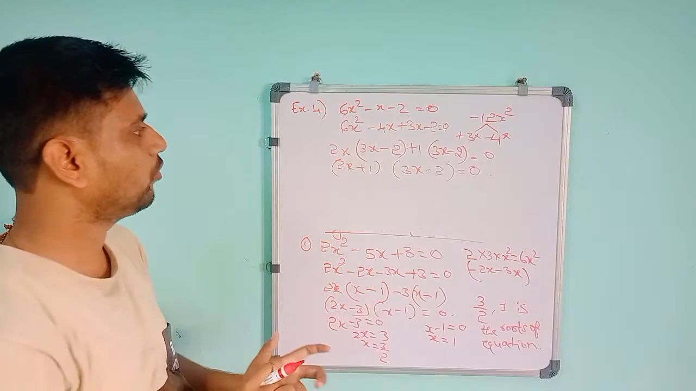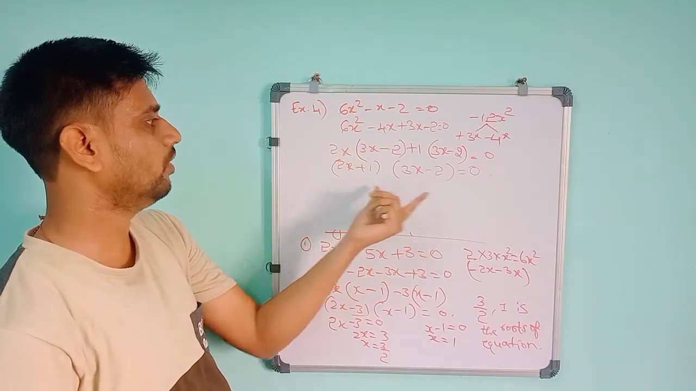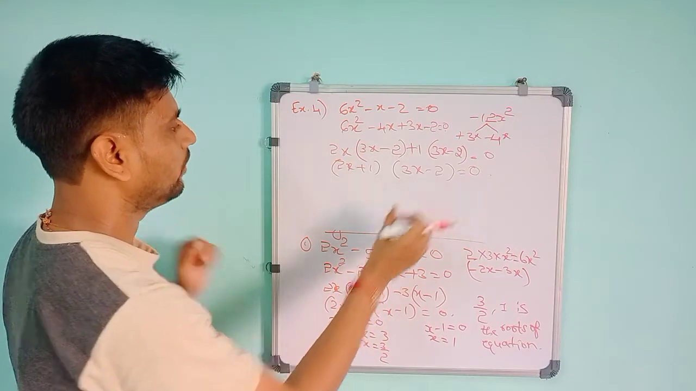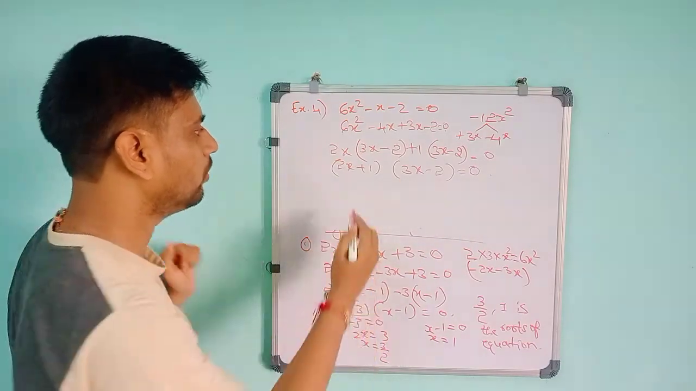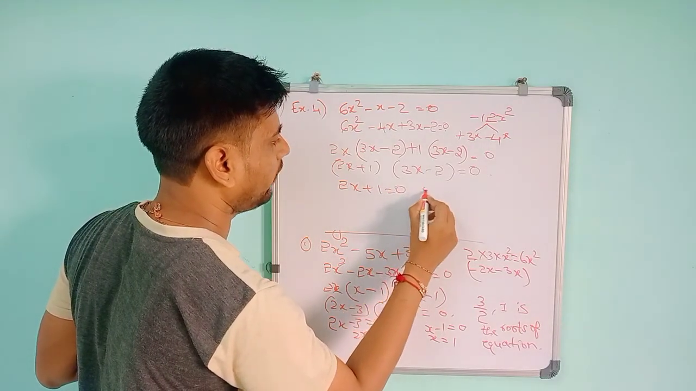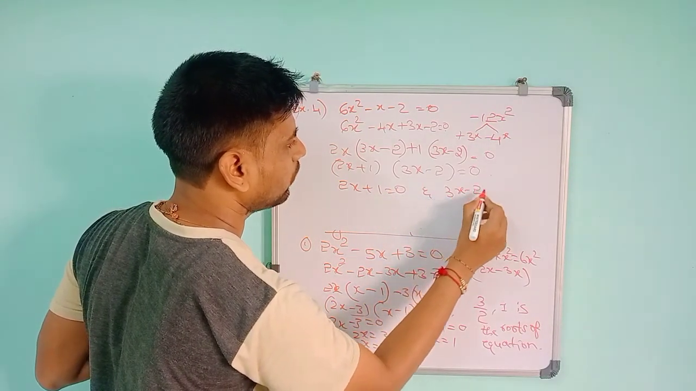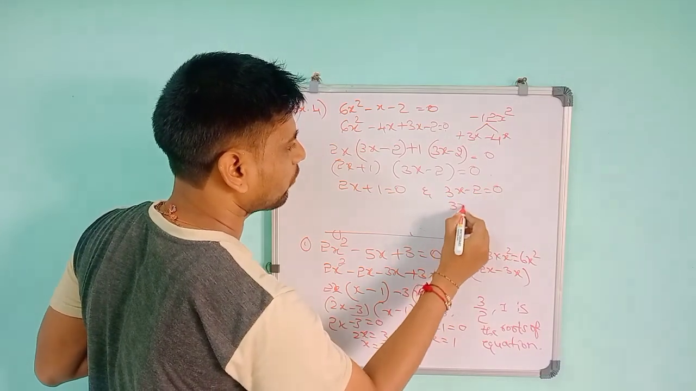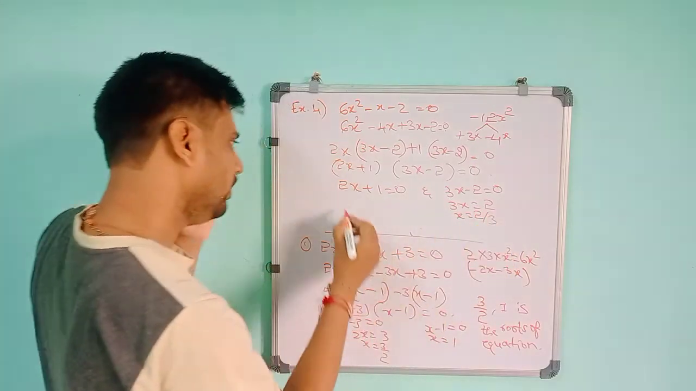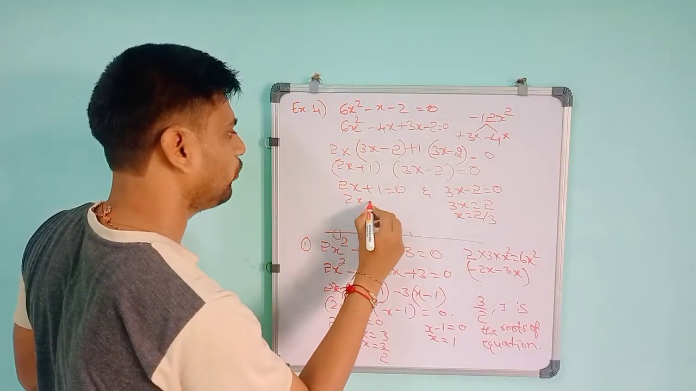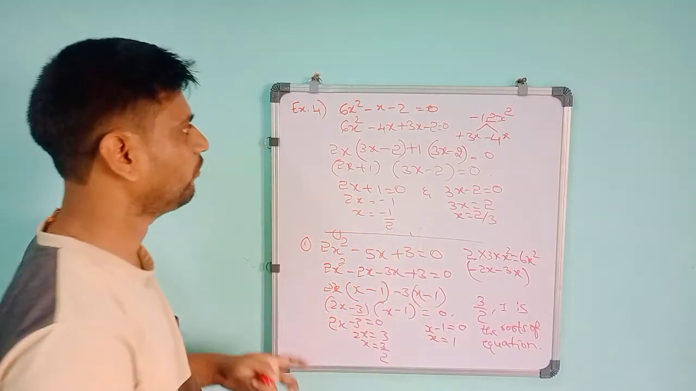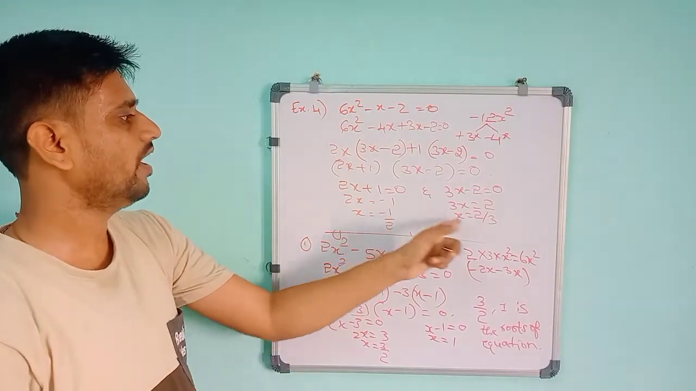So the roots of this equation come from two factors, 2x plus 1 and 3x minus 2. Then you have to do it like this. 2x plus 1 is equal to 0, and 3x minus 2 is equal to 0. So 3x is equal to 2, so x is equal to 2 by 3. In 2x plus 1 equal to 0, it will become 2x equal to minus 1, then x is equal to minus 1 by 2. So the roots of this equation are minus 1 by 2 and 2 by 3.